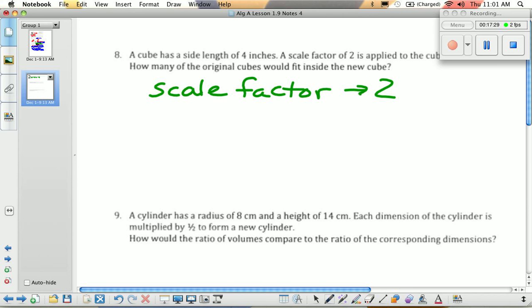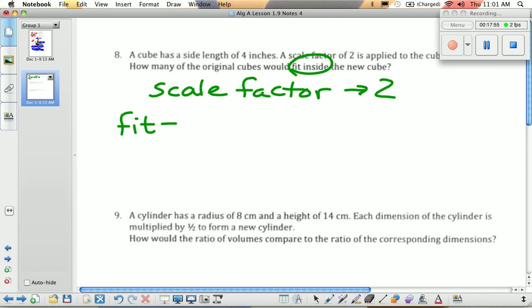We want to know fit inside. That kind of sounds to me like, do we need the ratio of perimeters, the ratio of areas, or the ratio of volumes? Area. Fit inside? Not on top of. Fit inside. Yeah, we need the ratio of volumes.